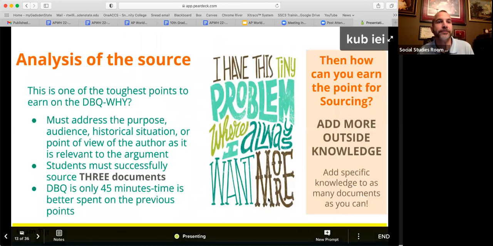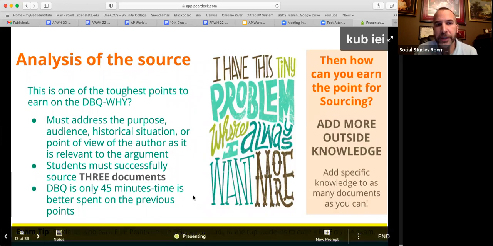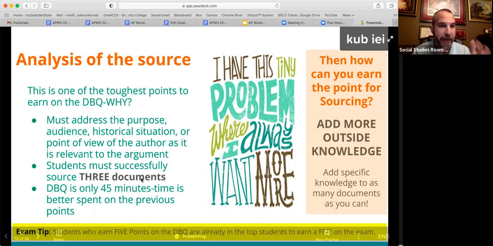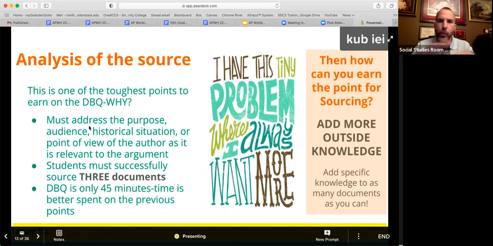Let's move right along then. All right. So we've covered contextualization. We've covered now how to go about getting the evidence beyond the document. Another point, and that's tough for students sometimes, is this analysis point. It's probably tough because we have to analyze three of the documents. So clearly, to get the evidence, we want to at least discuss and analyze six of them. But for the deeper analysis of the document, consider things like the purpose, the audience, the historical situation, and the point of view of the author.